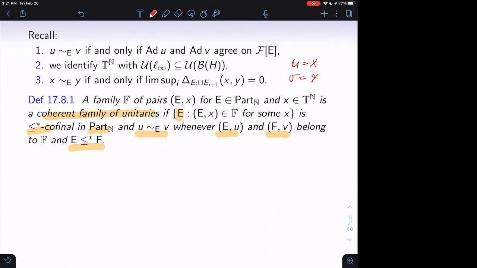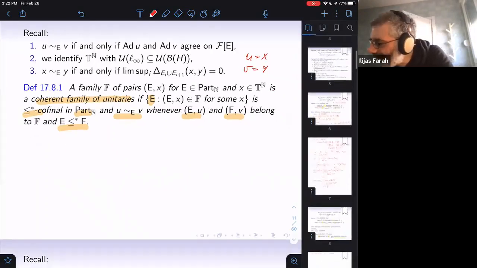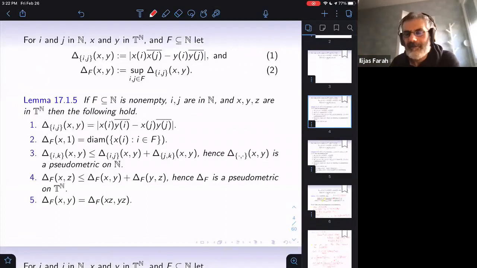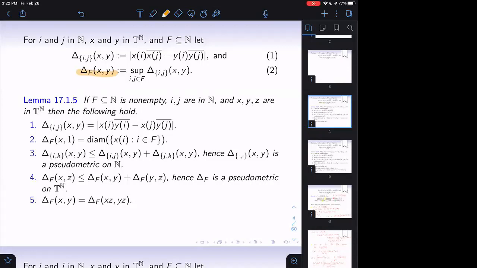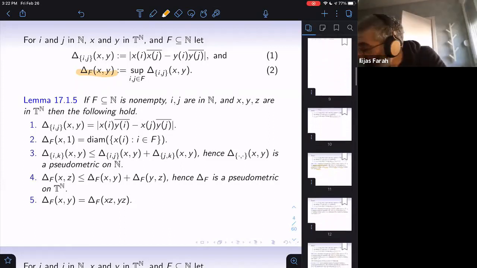Okay. Yes. What is meant by delta A union E_{i+1} X Y equals 0? I forgot. Well, I'm a bit lost here. You are not listening. So let's go back here. This guy. But you have the definition just for elements in T to the N, while your unitaries may not be in. Yeah, but unitaries are in L infinity. I hope I said that. If I didn't say that, I'll say that now.